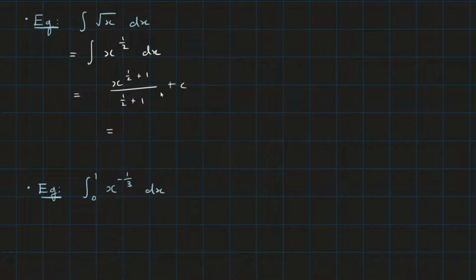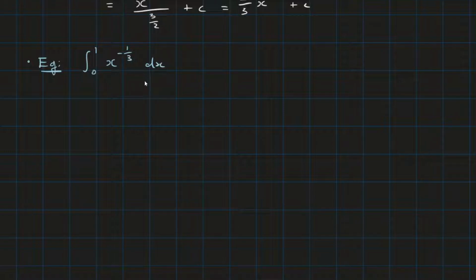So we've got x to the power of 1/2 plus 1. 1/2 plus 1 is 3 over 2. So we divide by 1/2 plus 1 as well. Now we divide by 3 over 2. That's the same as multiplying by 2 over 3. So this simplifies down to 2 over 3 multiplied by x to the power of 3 over 2 plus c on the outside. So in that case, it wasn't in the form that we recognized, but we could convert it into a form just by changing the square root to a power.